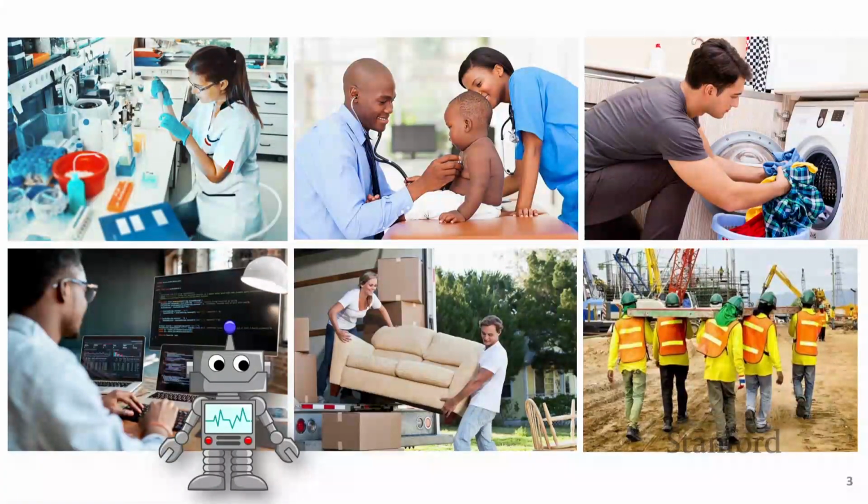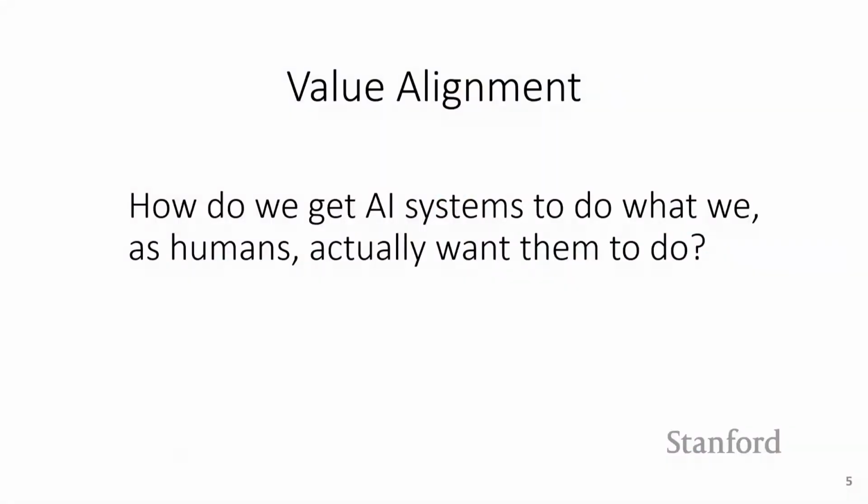preferences and needs. And so one of the big problems that these systems face is what we're going to call value alignment, which is basically how do we get these AI systems to do what we as humans actually want them to do. And you might say, well, maybe that's not that big of a problem.